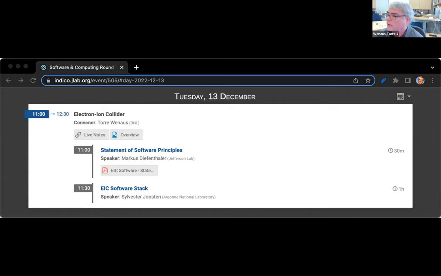I think July was our last one, not least because we had the Future Trends in Nuclear Physics Computing workshop a couple months ago. So here we are in December with a very interesting meeting on Electron-Ion Collider software. First, we're going to have a talk from Markus Diefenthaler of JLab on the statement of software principles, which grew out of, first and foremost, a determination on the part of the EIC software community to establish a set of software principles before they get going on defining their software. In its content, it was informed by many things, including the 2020 Future Trends in Nuclear Physics Computing workshop outcomes that we had.